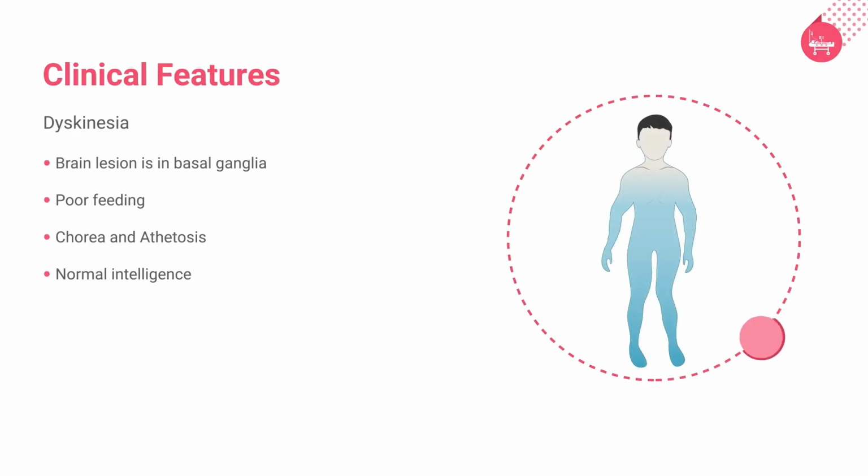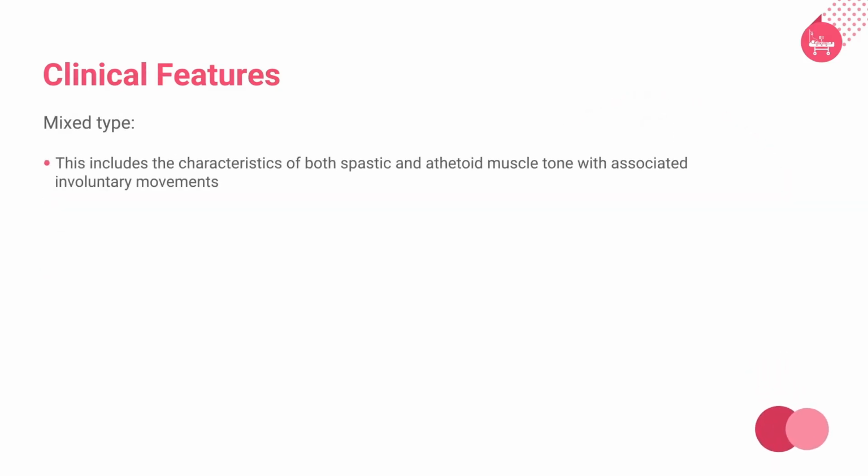Dyskinesia is seen when the brain lesion is in the basal ganglia. There are feeding troubles in these children. The movement abnormalities include chorea and athetosis. Intelligence is normal in these children. The mixed type involves the characteristics of both spastic and athetoid muscle tone, with associated features of involuntary movements. 25% of patients with cerebral palsy present with the mixed type.